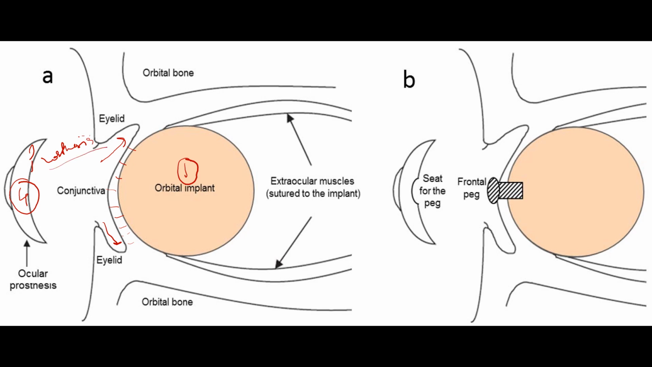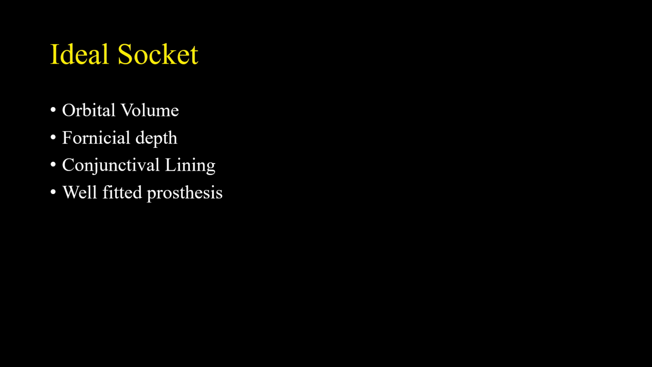Just to be clear, the orbital implant is the one which goes inside the orbit after enucleation or evisceration. And the prosthesis is the artificial eye. I'm going to discuss the different types of prostheses and orbital implants. As I've discussed, the ideal socket is one which has an adequate orbital volume, deep fornices so that the prosthesis can fit in adequately, and a very smooth conjunctival lining without any defects.